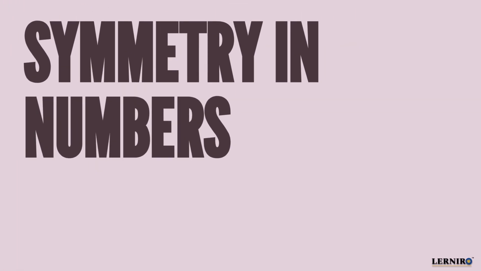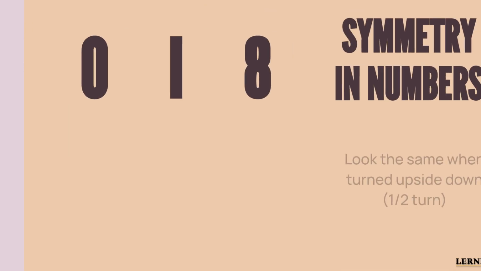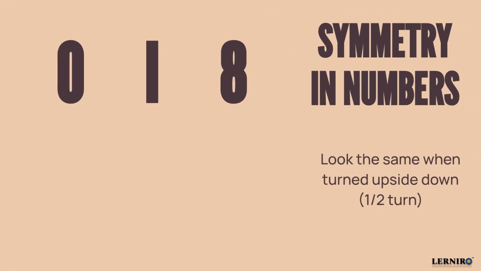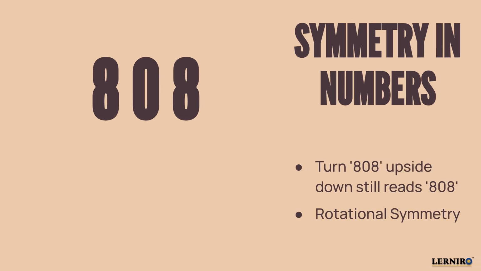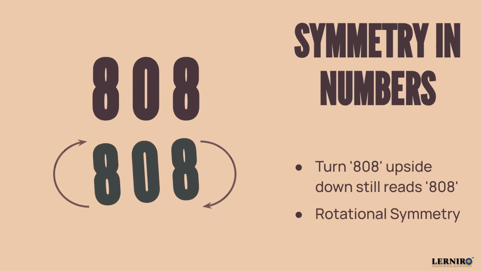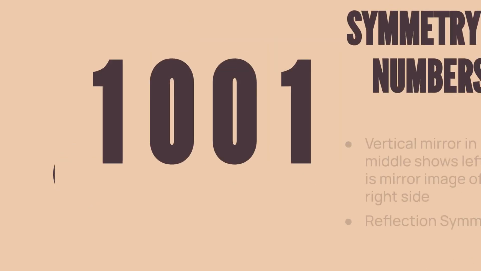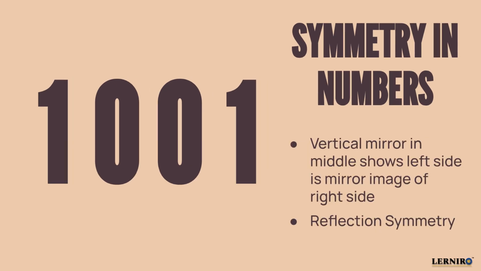Now, let's apply these ideas to numbers. Look at the digits 0, 1, and 8. They look the same even when turned upside down. Now, look at 808. If you rotate it, it still reads 808. This is rotational symmetry. But if you look at 1001, a vertical mirror in the middle shows the left side, 10, is the mirror image of the right side, 01. This is reflection symmetry.